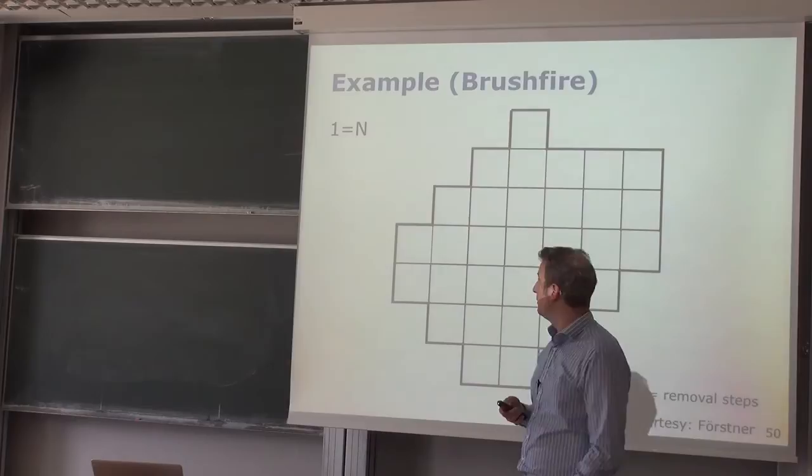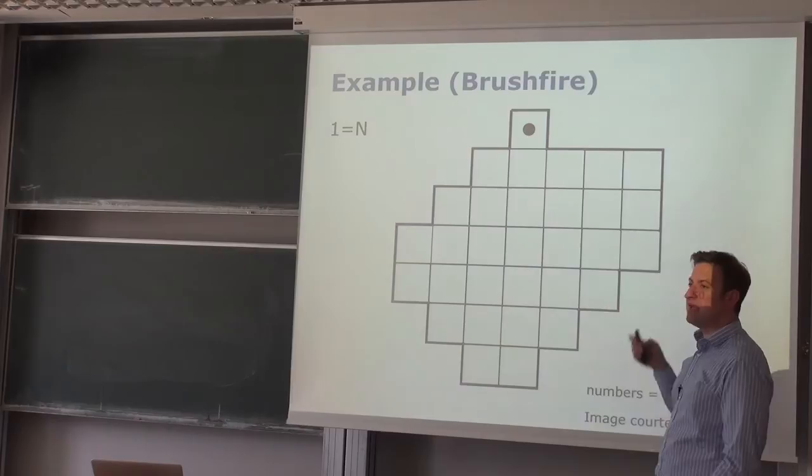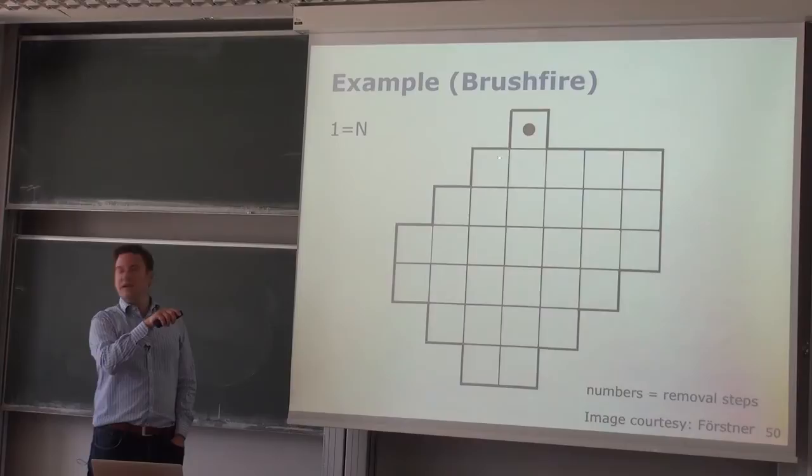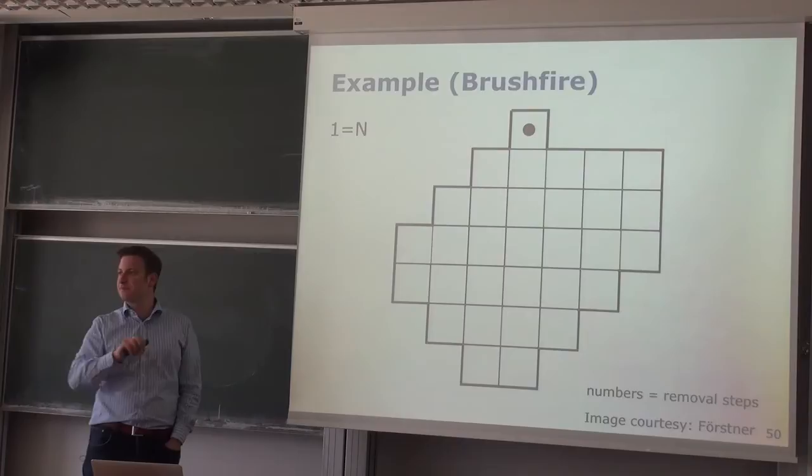So I start with this one over here and say, okay, this one only has 1, 2, 3 neighbors. Oh, it's an endpoint. We don't remove it. We keep it. That's why I made the dot in there. Let's go to the next one over here. How many neighbors does this guy have? 1, 2, 3, 4, 5. I don't need it. I can peel it away. This gets a 1 because we're in our first pass.